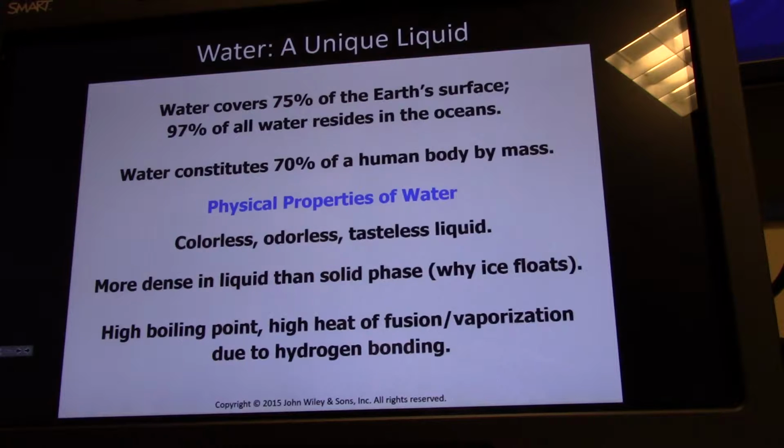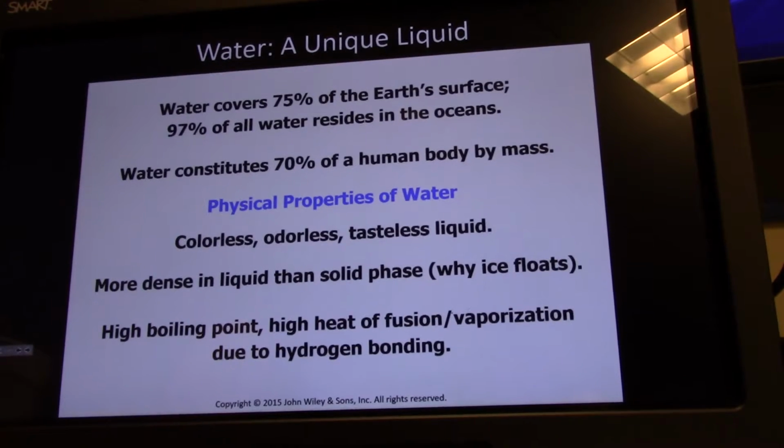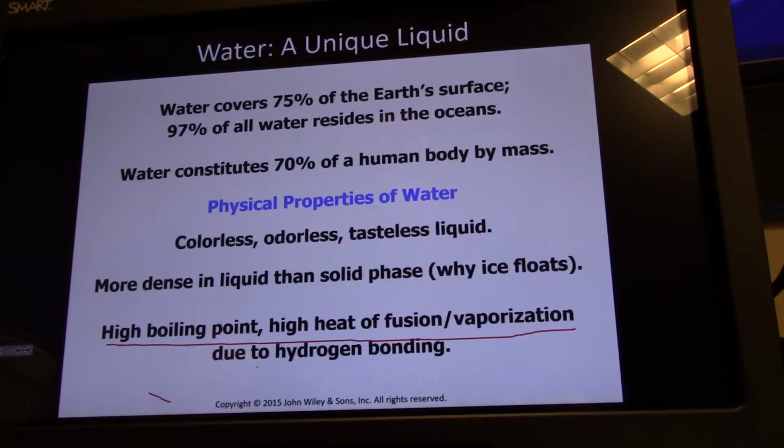So very, very few materials are denser as liquids than solids. Typically a solid is usually denser than a liquid. But water and bismuth, the element, both of them have denser liquids than solids, which gives them some unusual properties. And again, water's high boiling point, its high heat of fusion and vaporization, and the fact that ice floats is all due to hydrogen bonding.